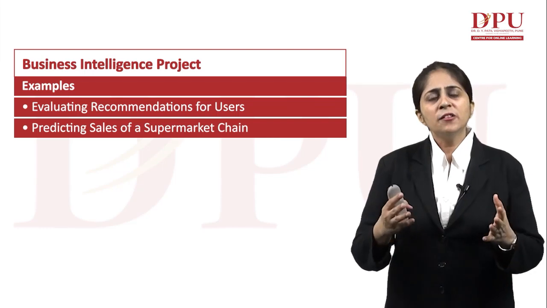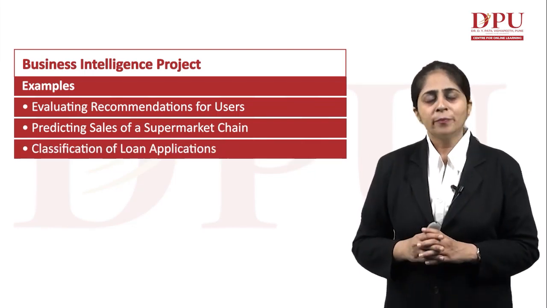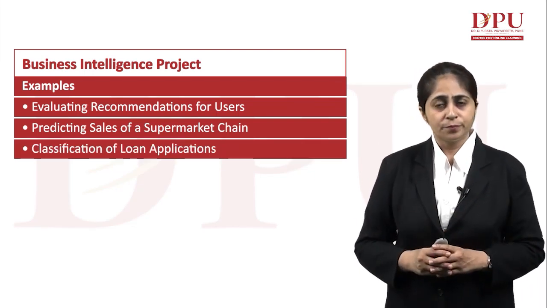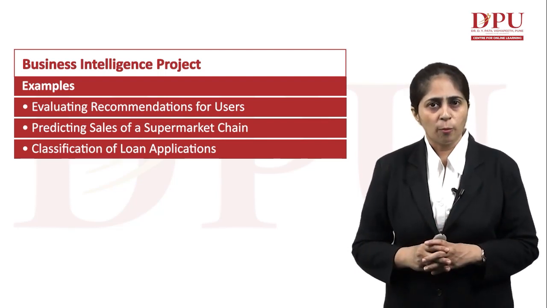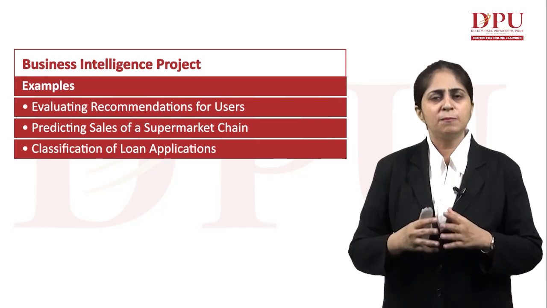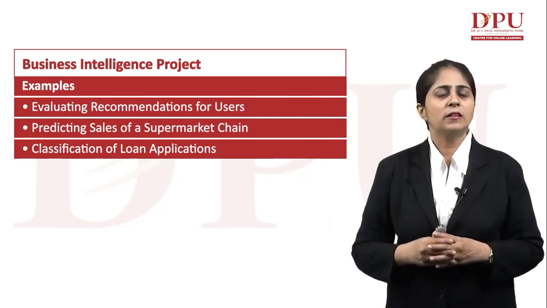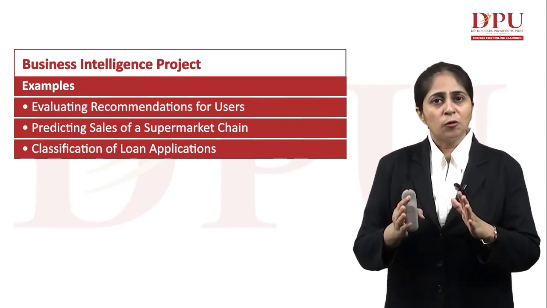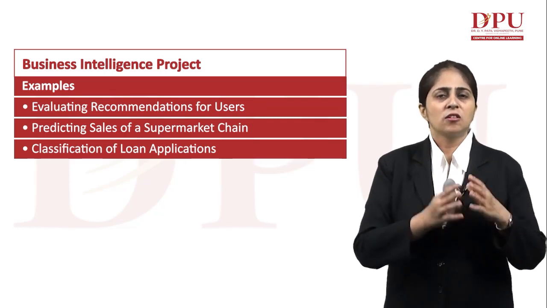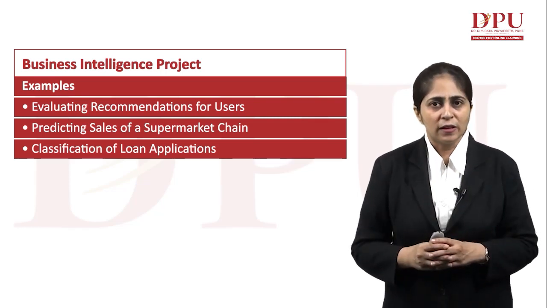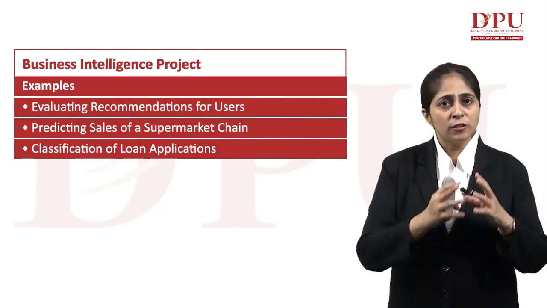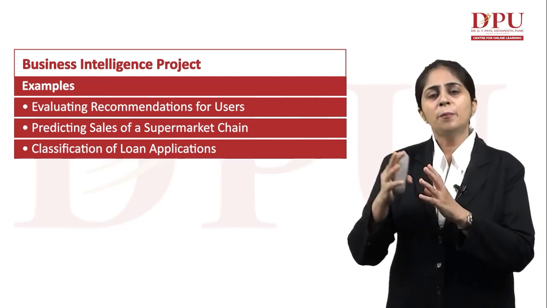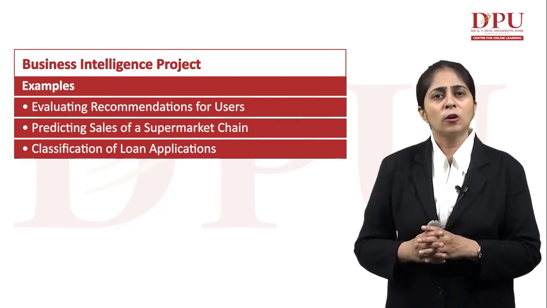Next, classification of the loan application. If we talk about a bank, a number of loan applications come in from people who aspire to get a loan from the bank. Now, proper classification of these applications has to be done. That means deciding who should be allowed how much of a loan, and whether the person is eligible for the loan or not.